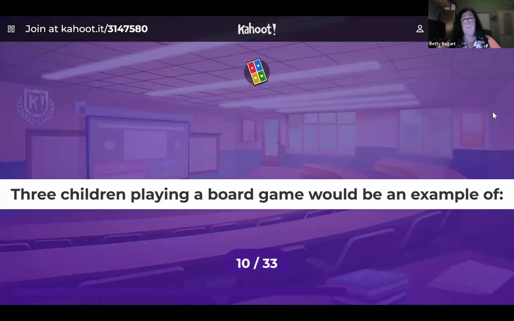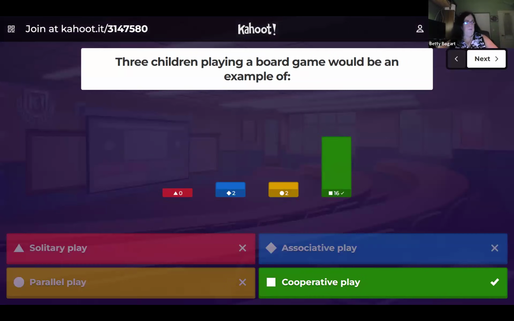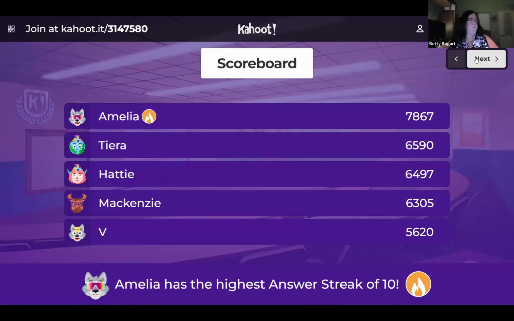Three children playing a board game is an example of what type of play? So, board game, that means somebody's going to win. That's cooperative play. That's school age children and higher, older.